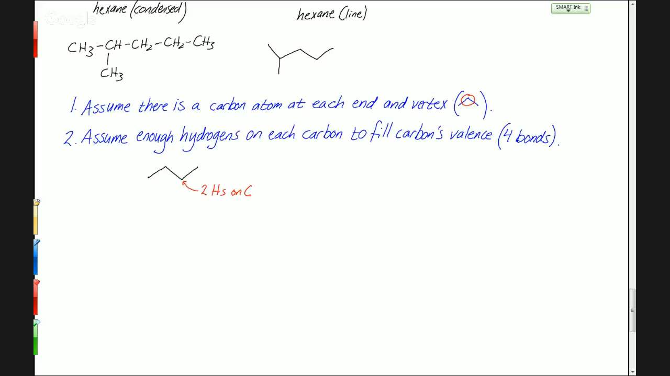So one more. If we look at multiple bonds, now that's changed. Now there's only going to be 1 hydrogen on that carbon, because that carbon has 3 connections already. 1, 2, and then 3. So just by drawing the bonds between the carbons, we can figure out how many hydrogens are going to be on there, because we know carbon always has 4 bonds.